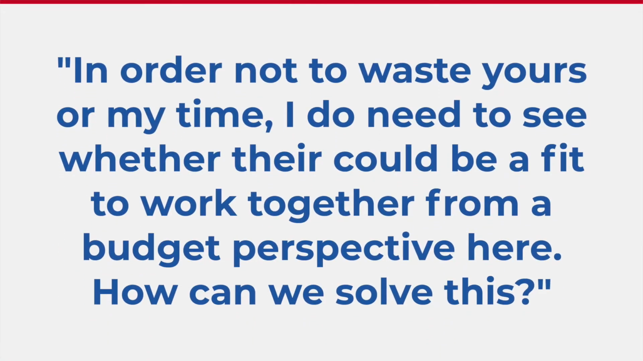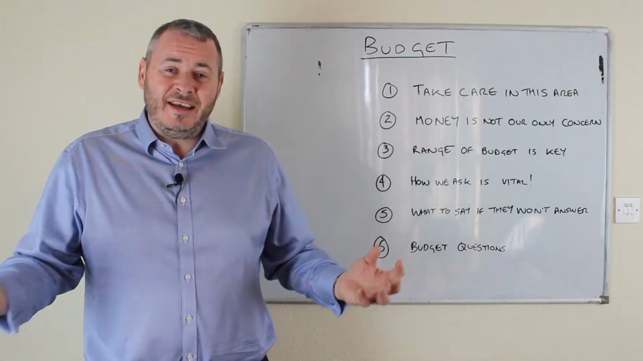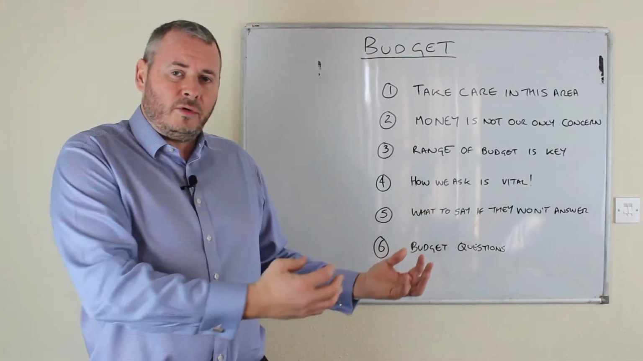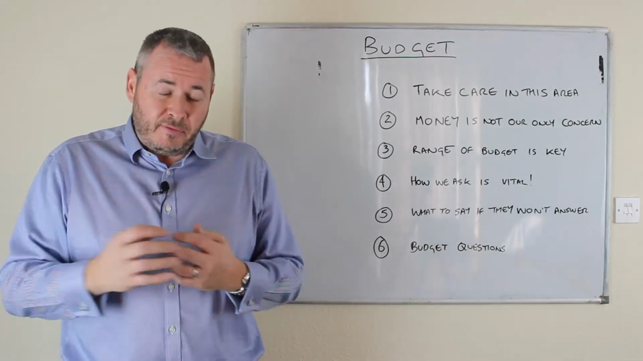In order not to waste yours or my time, I do need to see whether there could be a fit to work together from a budget perspective here. How can we solve this? By asking the prospect how we can solve it, you give them the chance to get involved in the conversation and provide a solution as to how we move things forward. It may well be that they say, I'm prepared to give an indication of our budget, which may not be where we want to be, but at least we start to understand where they're thinking from a budget perspective.